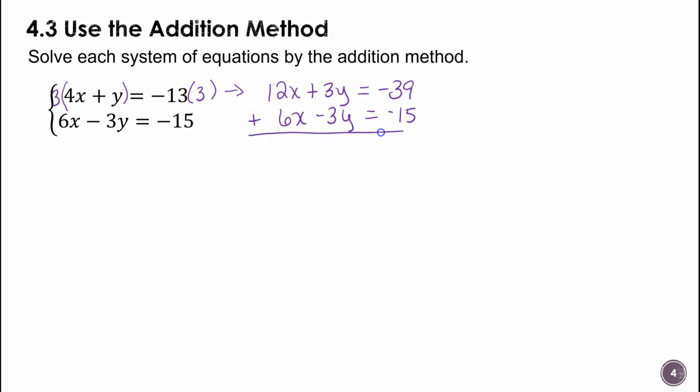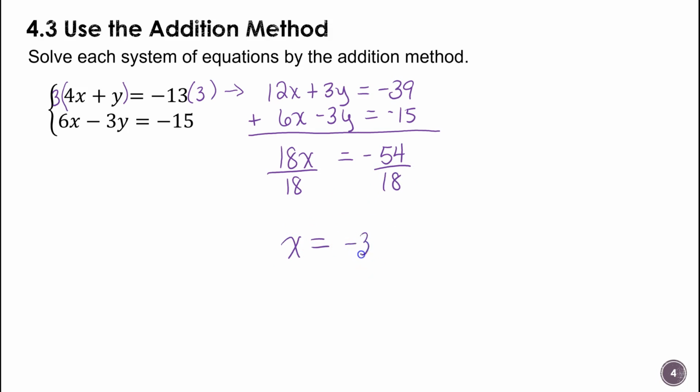and add these together. So when I add them together, I'm going to get 18x. 3y minus 3y is 0. And then I end up with a negative 54 when I add negative 39 and negative 15. I'm trying to write that number right. Divide to solve for x, and x happens to be negative 3 in this case.